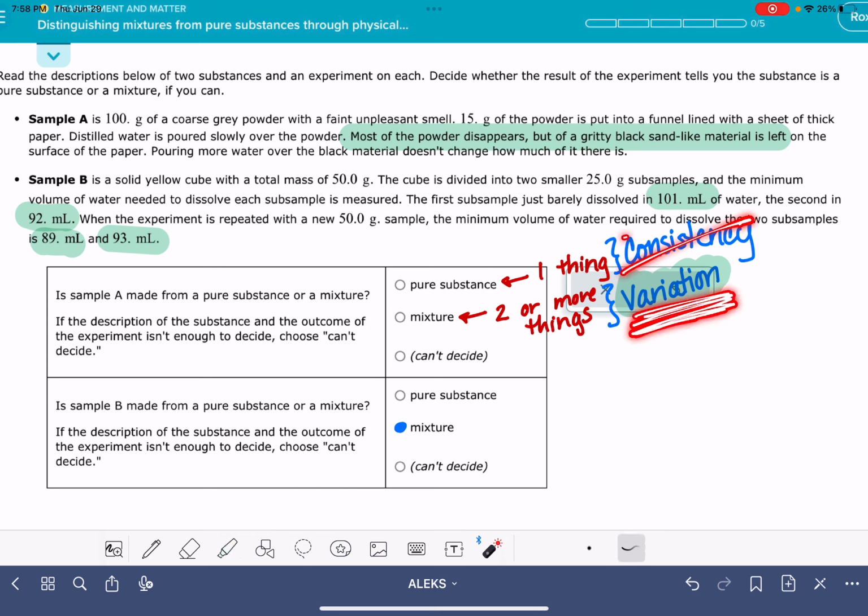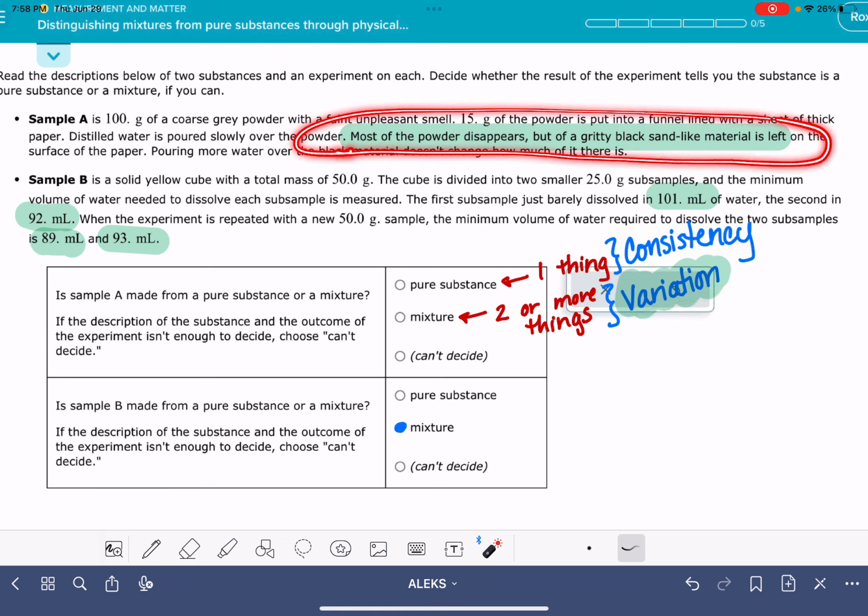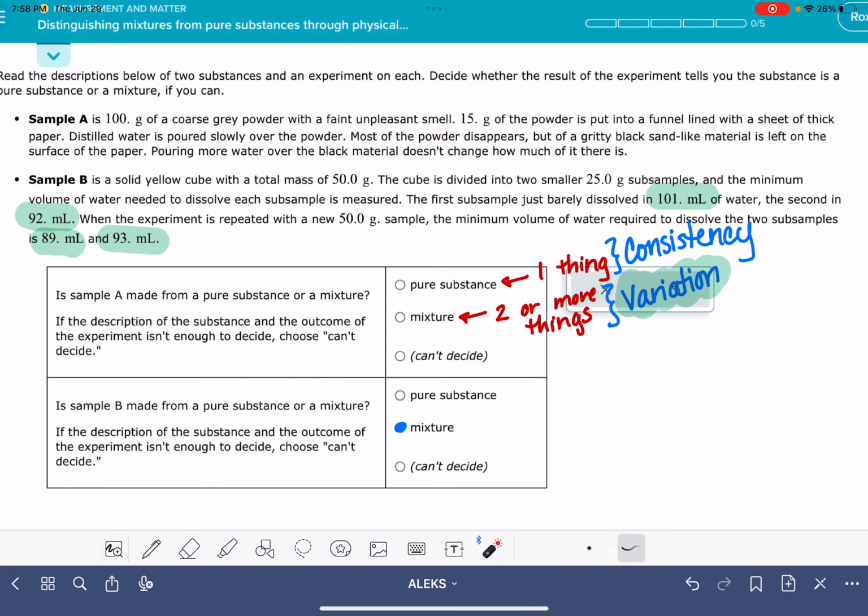That is not consistency. Consistency in a situation like this would be all of the powder disappears without anything else following that, or none of the powder disappears with nothing following that. So consistency would be that the entire sample reacts or behaves the exact same way. And since that's not what we observed, that means that this is a mixture.